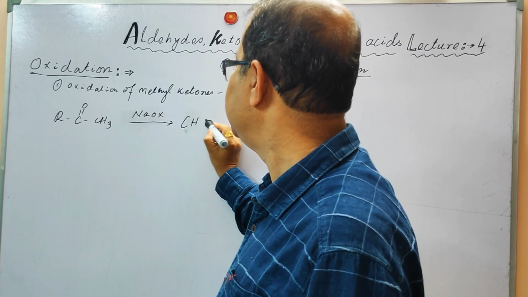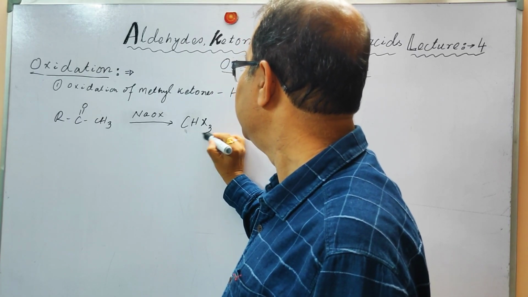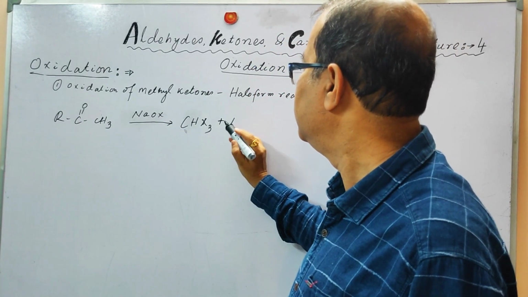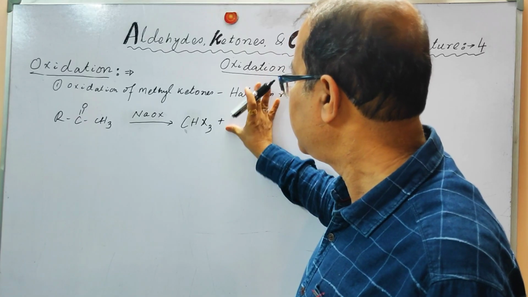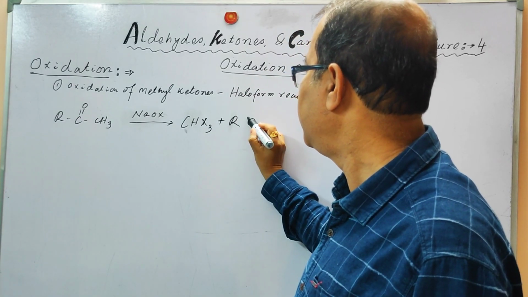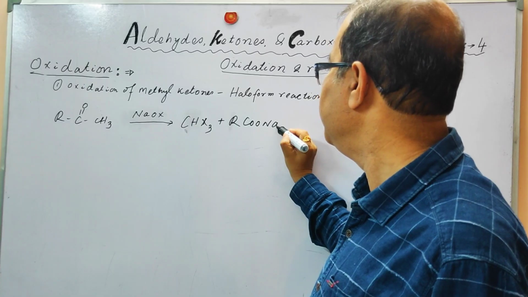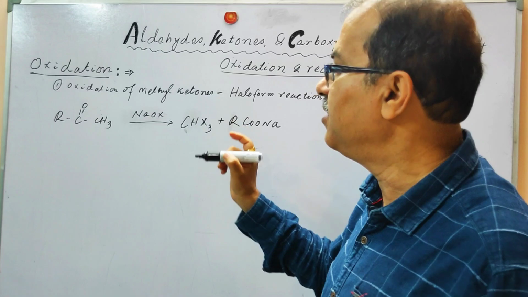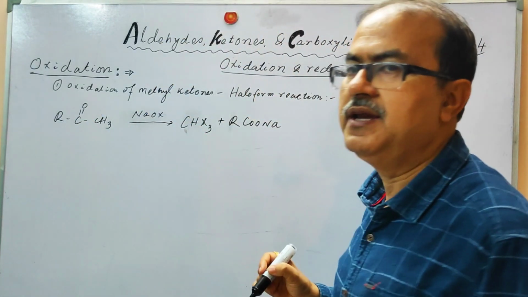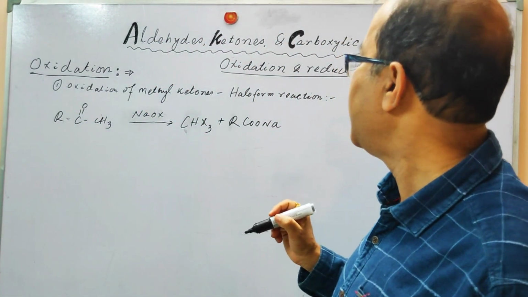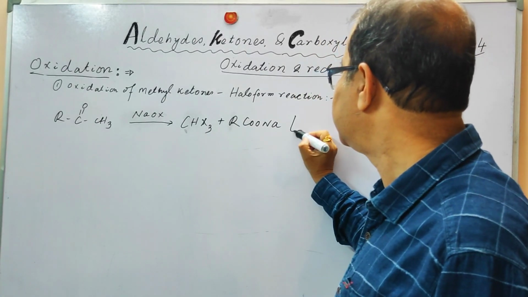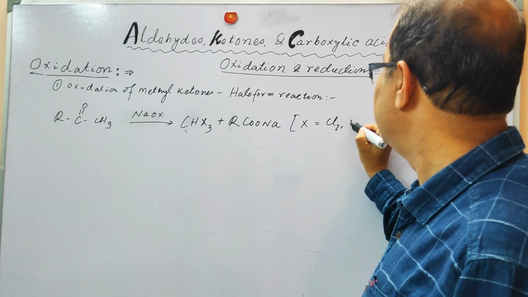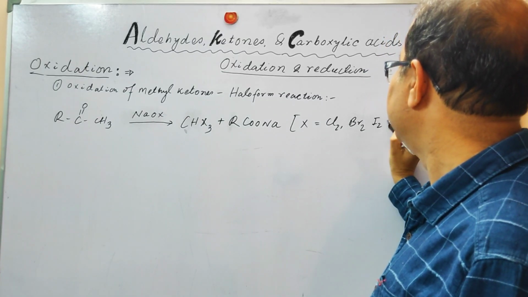Halo form is CHX3, and it will produce another product, that is the sodium salt of the carboxylic acid, RCOONa. And here you can see this carboxylic acid has one less carbon atom than the parent aldehyde or ketone, and this is called the haloform reaction. And here X is basically the halogen, that is chlorine, bromine or iodine.